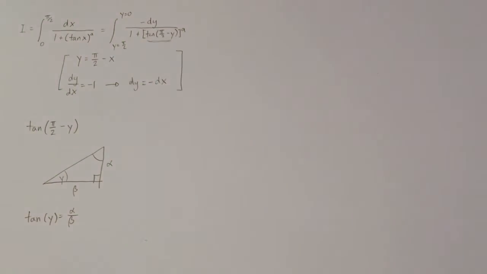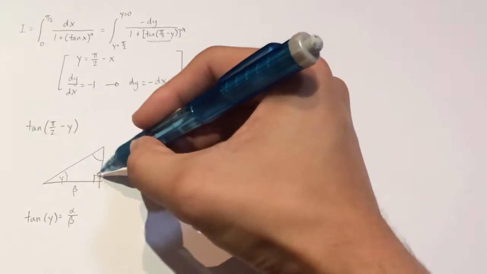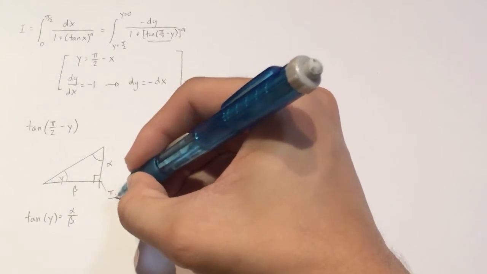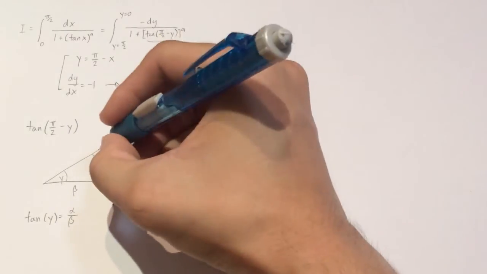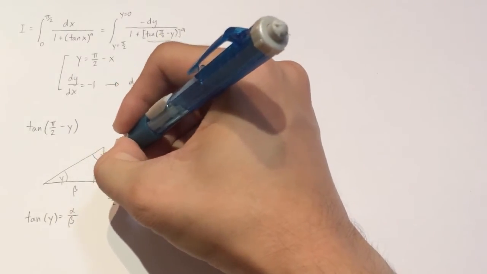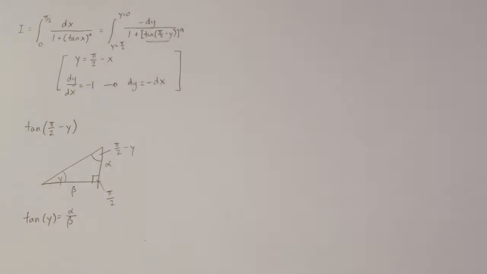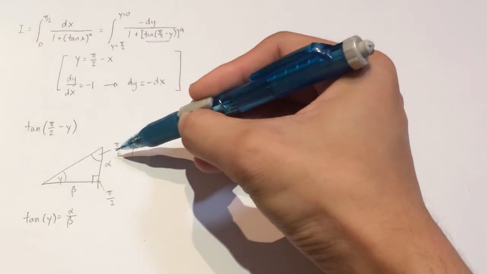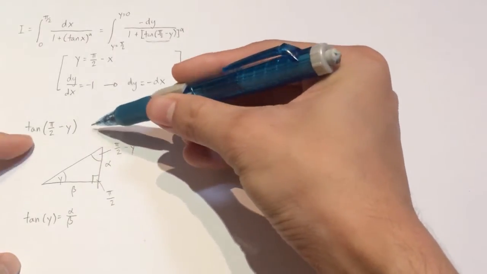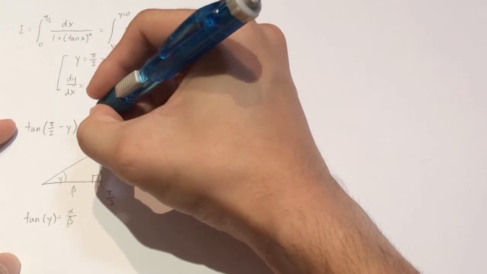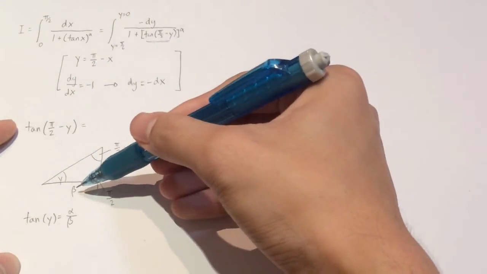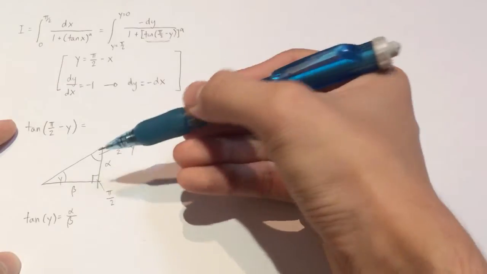Now, we know that all three angles of a triangle must add up to 180 degrees, or pi radians, because 180 degrees is the same as pi radians. So if this is a right angle, which means it's pi over 2 radians, and this angle is y, it leaves that this angle must be pi over 2 minus y radians. And I think you can probably see where I'm going with this. So now I could try to work out tan of this angle, which is what we have here. What this equals is the opposite, which in this case is beta, and the adjacent, which in this case is alpha.